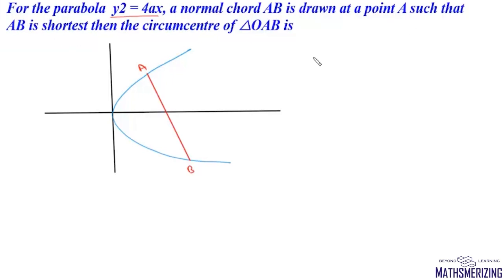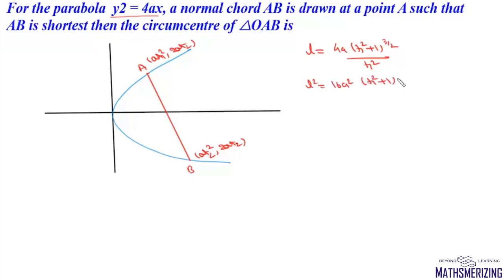So in one of the previous videos, we have already discussed that length of a normal chord is given by 4a (t1 square plus 1) to the power 3 by 2 upon t1 square, if it is drawn at this point, which is (a t1 square, 2a t1). And suppose this other end is (a t2 square, 2a t2). Now we need to minimize it. So what we'll do is we'll square it and then we'll differentiate. So we'll write L square as 16a square (t1 square plus 1) whole cube upon t1 to the power 4.